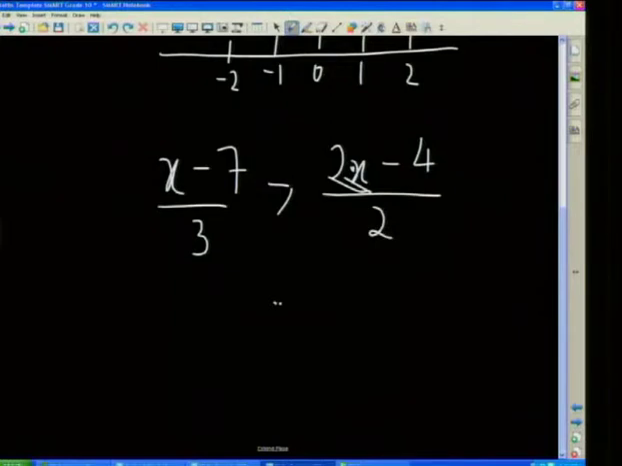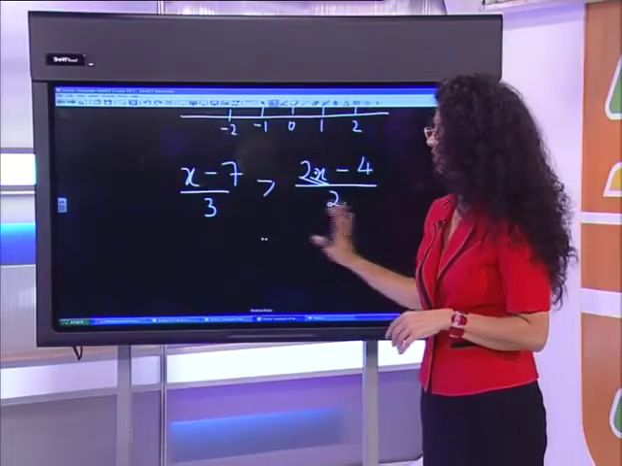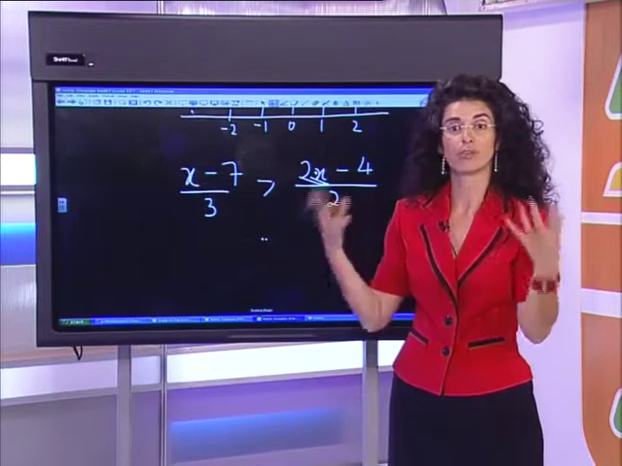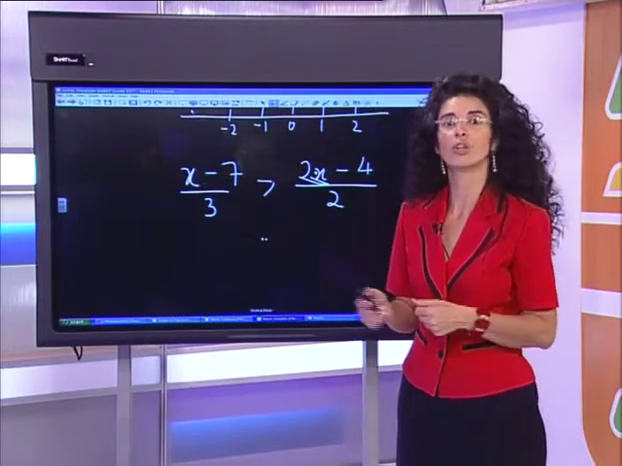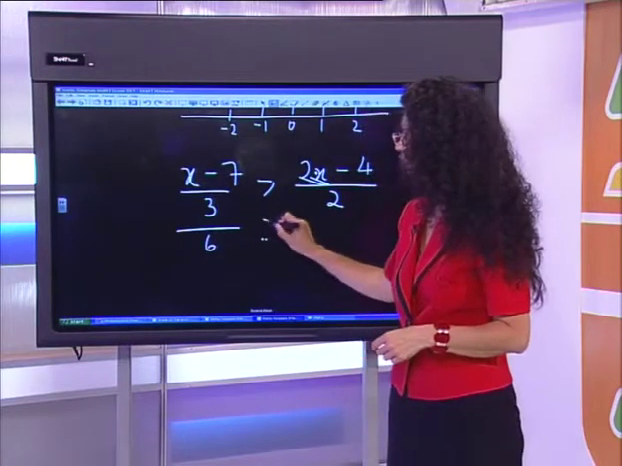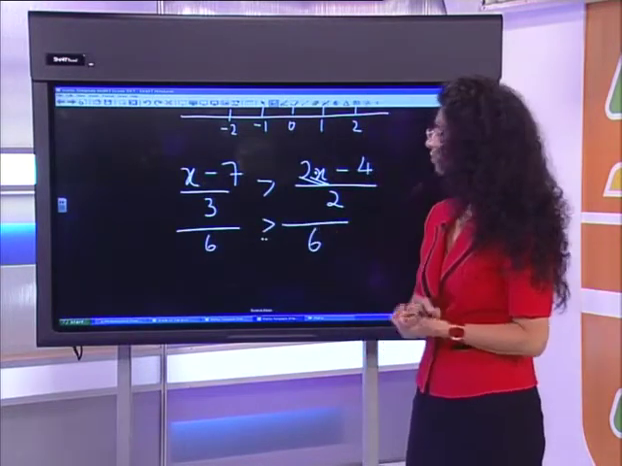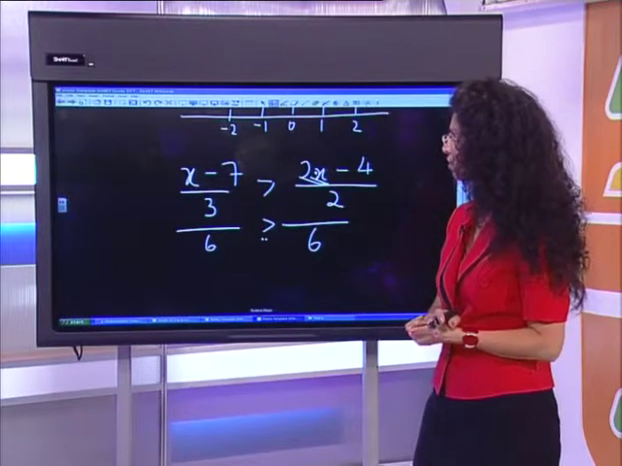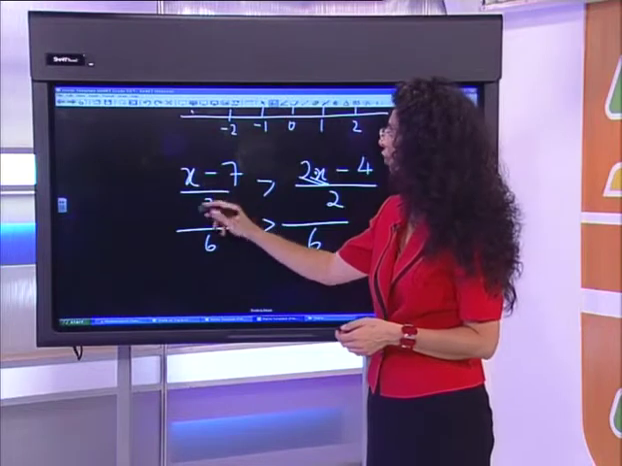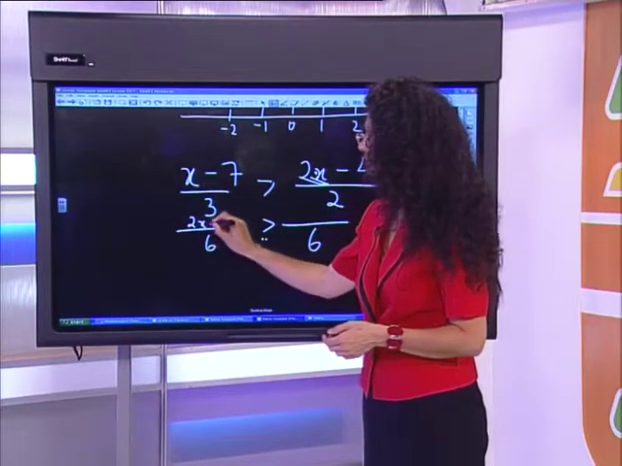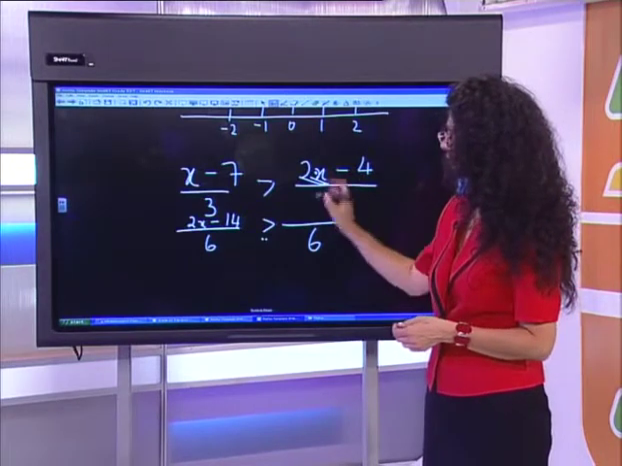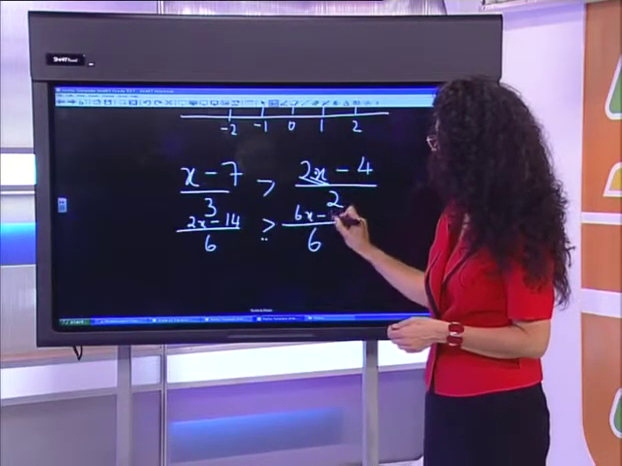Okay, the first thing that you need to do is to say, well, these denominators are going to be problematic. They're in the way. So what do you do with denominators? Like you've done with equations, you will get a common denominator. So my common denominator would be 6 for 3 and 2. And then we would find the equivalent fractions for the 3 and the 2. This needs a 2, so that needs to be multiplied by 2, which is 2x minus 14. And on this side, you need a 3, so you'd get a 6x minus a 12.